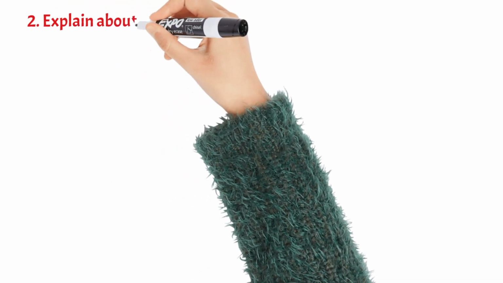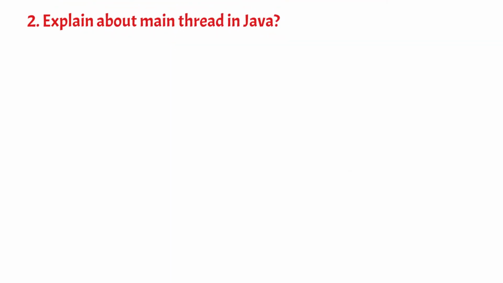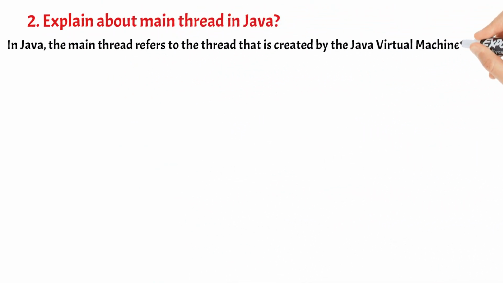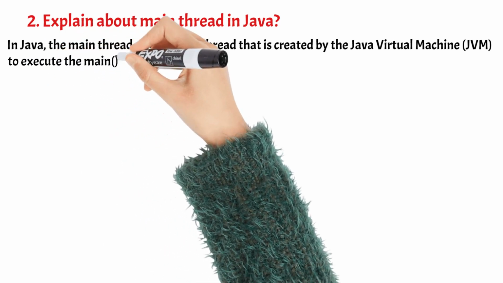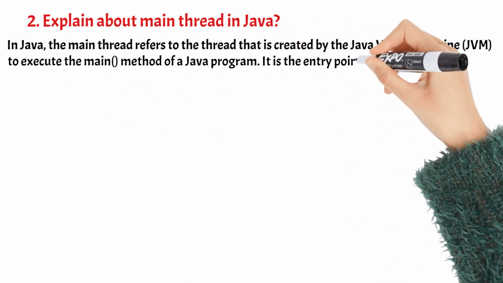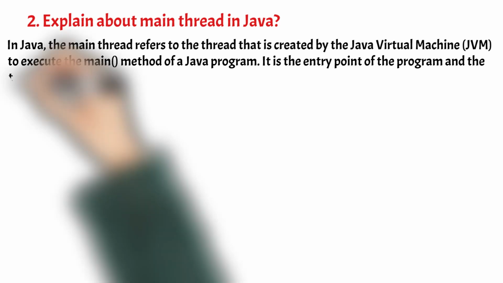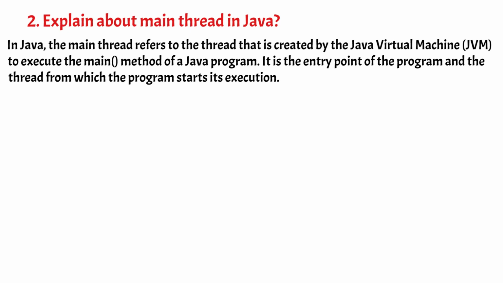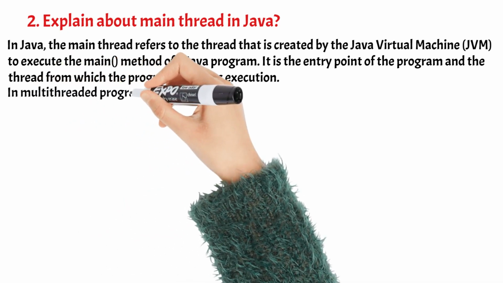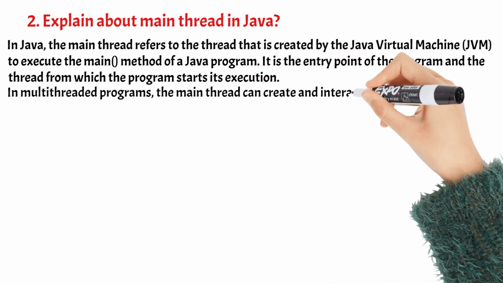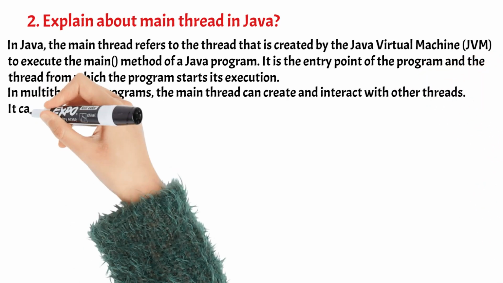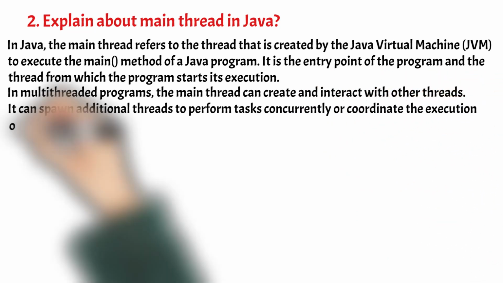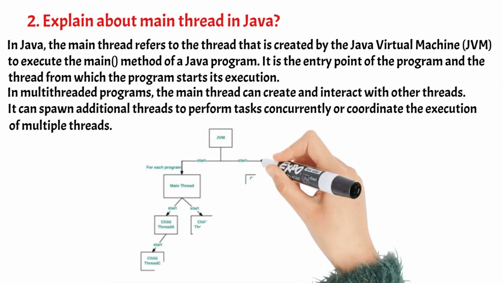2. Explain about main thread in Java. In Java, the main thread refers to the thread that is created by the Java Virtual Machine (JVM) to execute the main method of a Java program. It is the entry point of the program and the thread from which the program starts its execution. In multi-threaded programs, the main thread can create and interact with other threads. It can spawn additional threads to perform tasks concurrently or coordinate the execution of multiple threads.